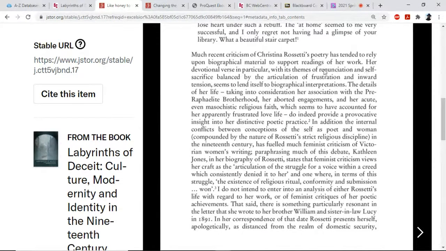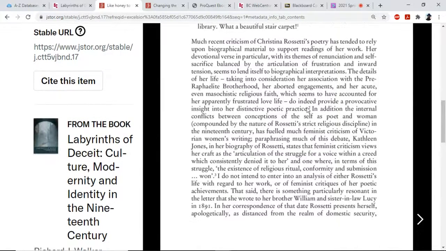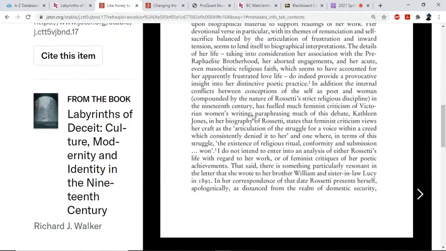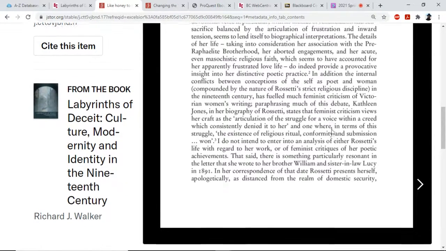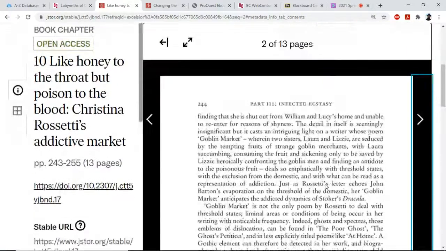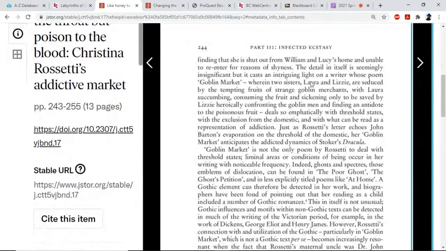What are we talking about here? We have self-renunciation, self-sacrifice. So these sound kind of like religious themes. So again, it's talking about religion. Poet and woman. Victorian women's writing. Okay, and then here we get into Goblin Market.